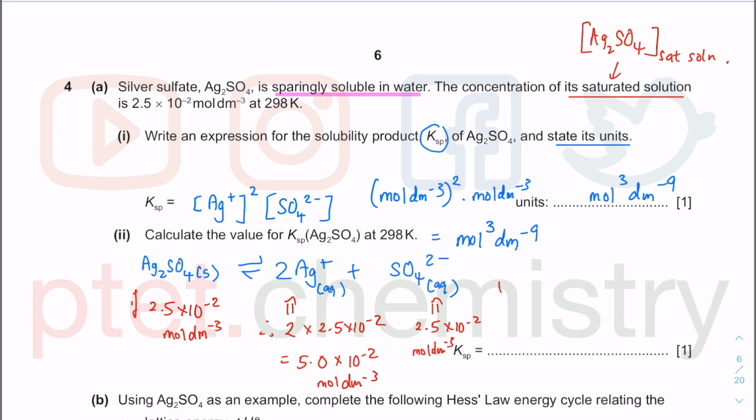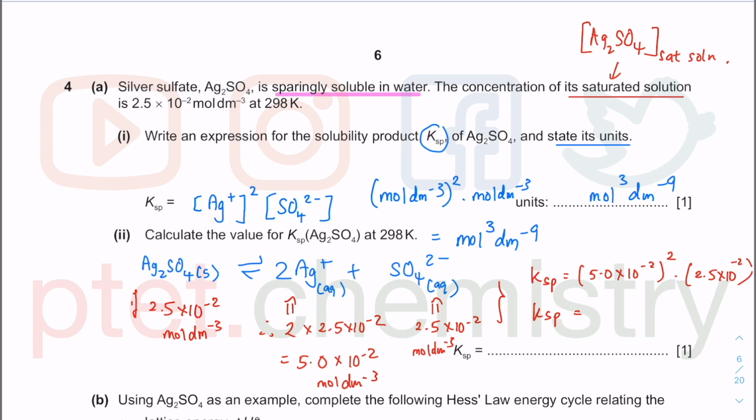They want us to calculate the value. So the Ksp is just going to be put in the values carefully, using brackets. This is squared for the concentration of the Ag+, and this is multiplied by the 2.5 times 10 to the power minus 2. So key that into your calculator carefully.